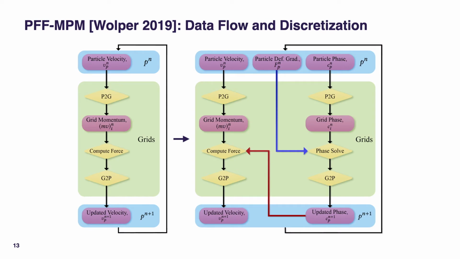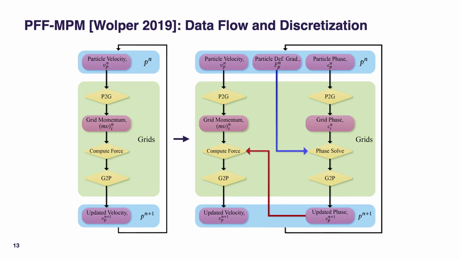Now let's look at the data flow of PFF-MPM and see what's different from traditional MPM. The first key feature here is that we now additionally track phase, also called damage, per particle, and perform a similar set of steps to transfer, solve, and update phase values. We solve for the dynamics and the phase in a staggered manner with the phase solve occurring first, and by the dynamics we mean the traditional MPM pipeline for mass and momentum. So to solve the phase, we discretize the phase evolution equation from earlier to achieve a symmetric positive definite linear system for the unknown grid node phases, and then solve this system using an iterative method like I mentioned.